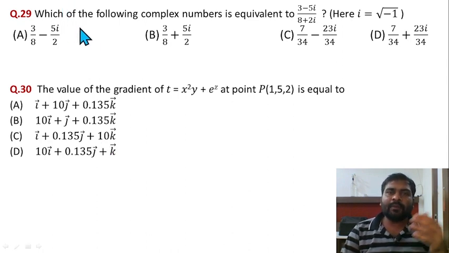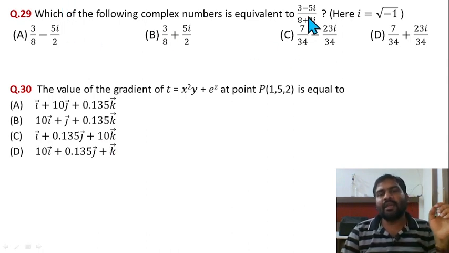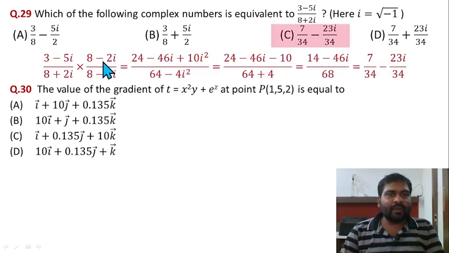Question 29. Which of the following complex numbers is equivalent to 3 minus 5i divided by 8 plus 2i? For this type of question, just multiply by the complex conjugate on both sides, numerator and denominator. Then you will get that this is the complex conjugate of this denominator. To remove the imaginary part in the denominator, we multiply by the complex conjugate of the denominator part. So 8 minus 2i, numerator and denominator both. So this is going to be 14 minus 46i divided by 48, equal to 7 divided by 34 minus 23i by 34. Option C is correct here.